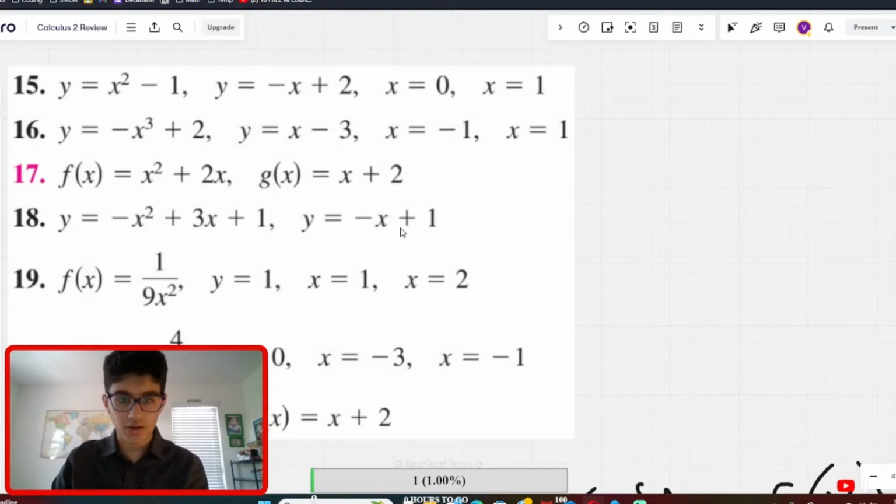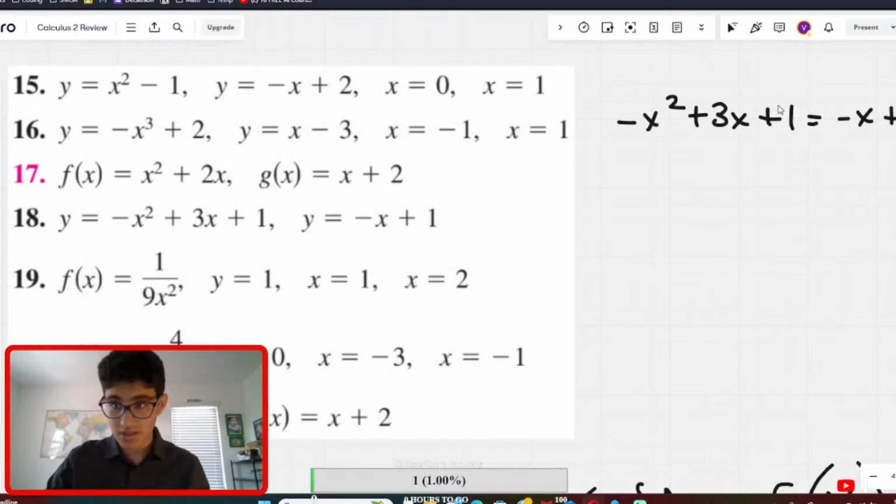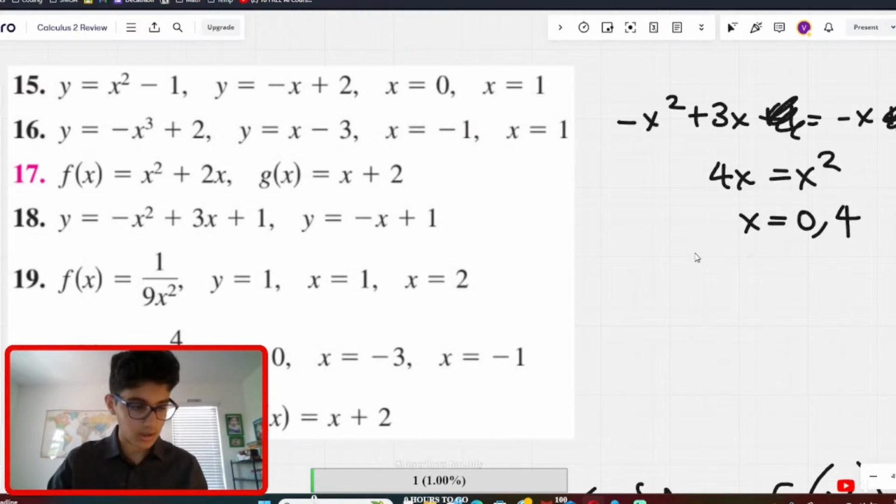And to find that, we can just figure out the endpoints ourselves. To do that, we can just equate the two. So negative x squared plus 3x plus 1 equals negative x plus 1. To solve this, it's actually very easy. These cancel out automatically. We get 4x is equal to x squared. So x is equal to 0 or 4. Those are our bounds. So we have 0 to 4.